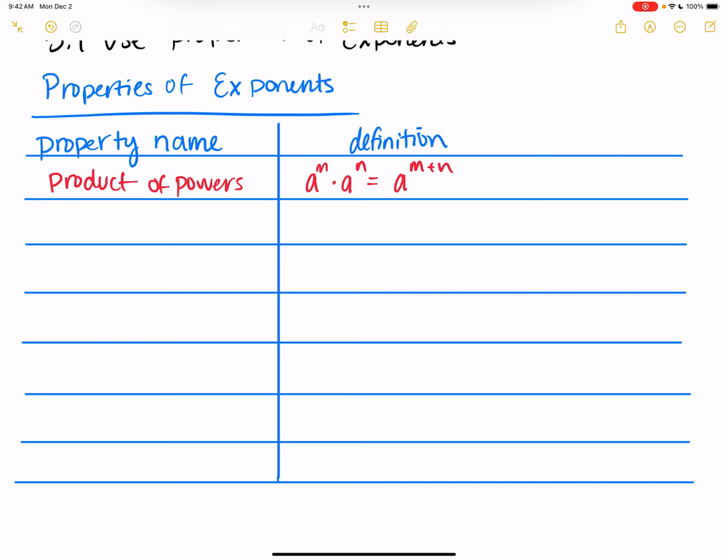All right, power of a power. A to the m all raised to the n is equal to a to the m times n. So if it's a power raised to a power, we multiply the exponents. This is like the Power Rangers.